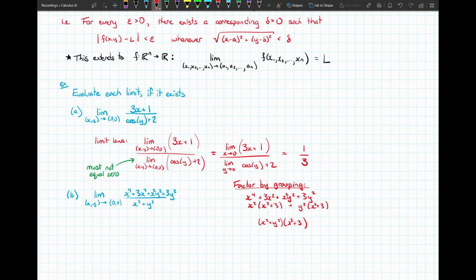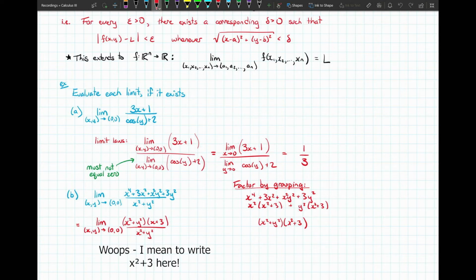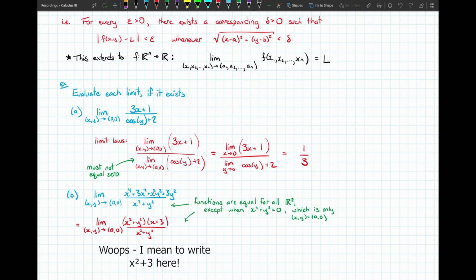That should allow us to rewrite this quotient as something that has a common factor in the numerator and a common factor in the denominator. Now that we see that these two rational expressions are equivalent, we may have to remember another good limit law from single variable calculus, that the original limit is actually equal to the limit of this new function as x and y approach 0, 0, because these two functions are equal for all of R2, except for this one point where the denominator equals 0, when x squared plus y squared equals 0. And that's only a single point. That equation only has one solution. That is the point x, y equals 0, 0.